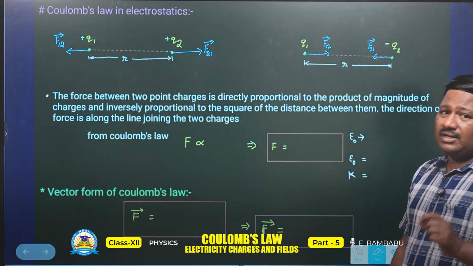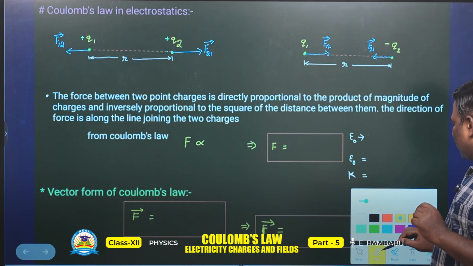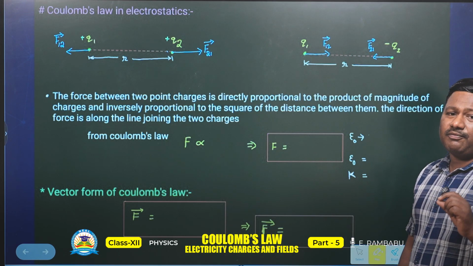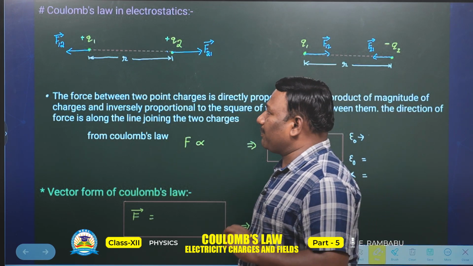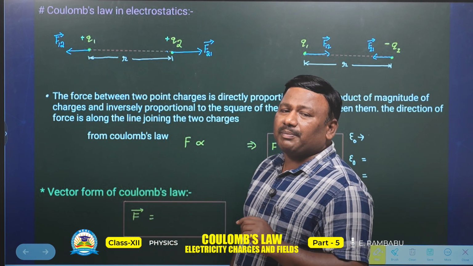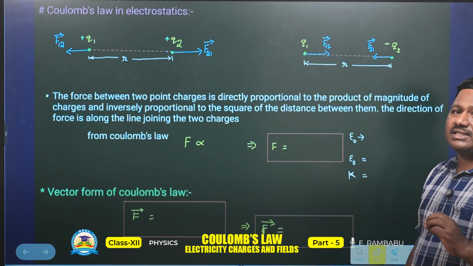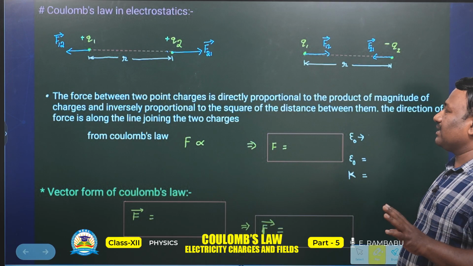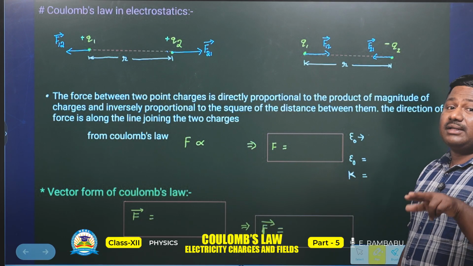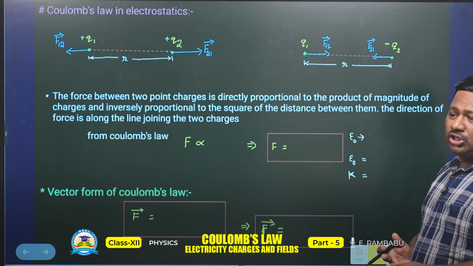Correct? Once again, the definition of the electrostatic force or Coulomb's law is that the force of attraction or repulsion between any two charges is directly proportional to the product of their magnitudes and inversely proportional to the square of the distance between them, and the force acts along the line joining the two charges.